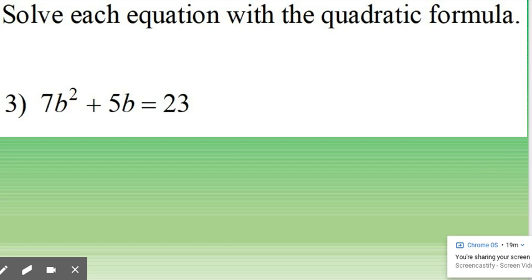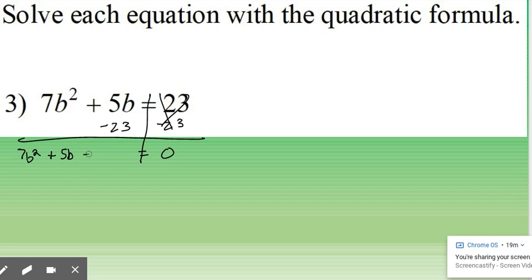All right. If you're feeling comfortable, go ahead and try this one on your own. If you're not, just follow along with me. If you want to try on your own, just pause the video. So we got here 7b squared plus 5b equals 23. So again, got to make it say equals 0. So -23 on both sides. That's 0. And I have 7b squared plus 5b minus 23 equals 0.